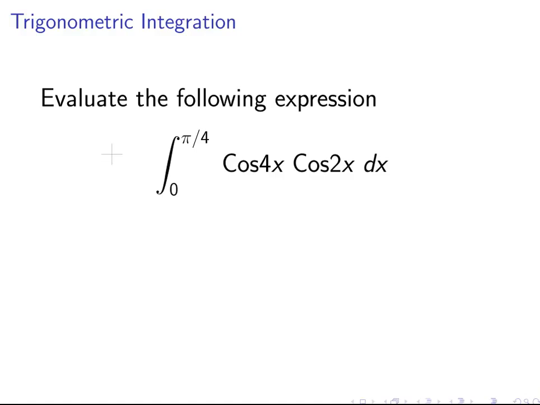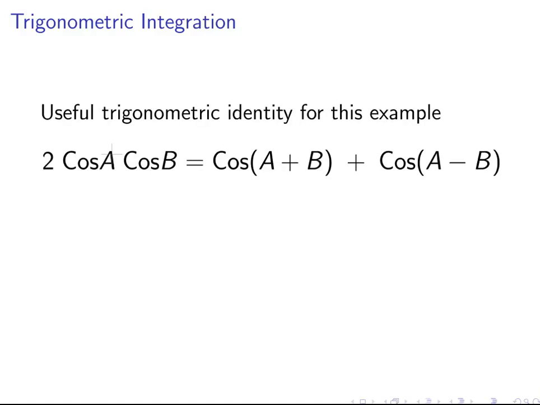So the approach we're going to take here is to use a trigonometric identity from trigonometry. This is the one that will come in as the most obviously useful. So 2 times cos A cos B is equal to cos(A plus B) plus cos(A minus B). Okay, so we're going to use that. How does that work for us?